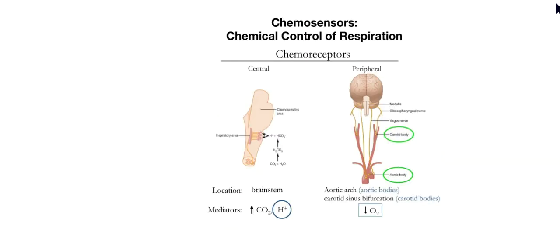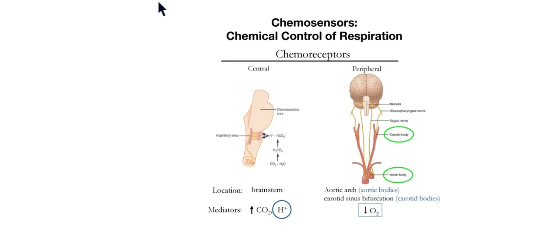All right, so now let's get to the fun part. Our chemoreceptors. On the left side, we have our central, on the right, we have our peripheral. The central chemoreceptors are going to be located in the medulla in your brainstem. They will sense elevations in CO2 partial pressure and a drop in pH. They do not sense oxygen at all. The only way they know that you don't have enough oxygen is because they sense CO2 and pH.